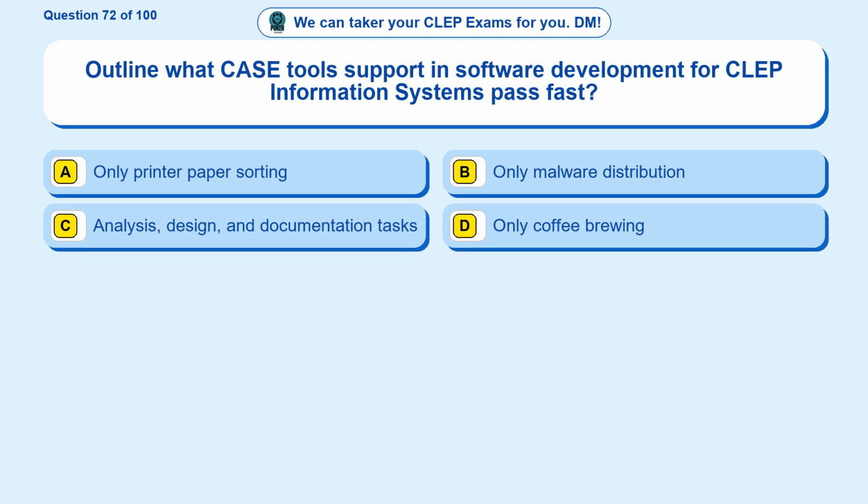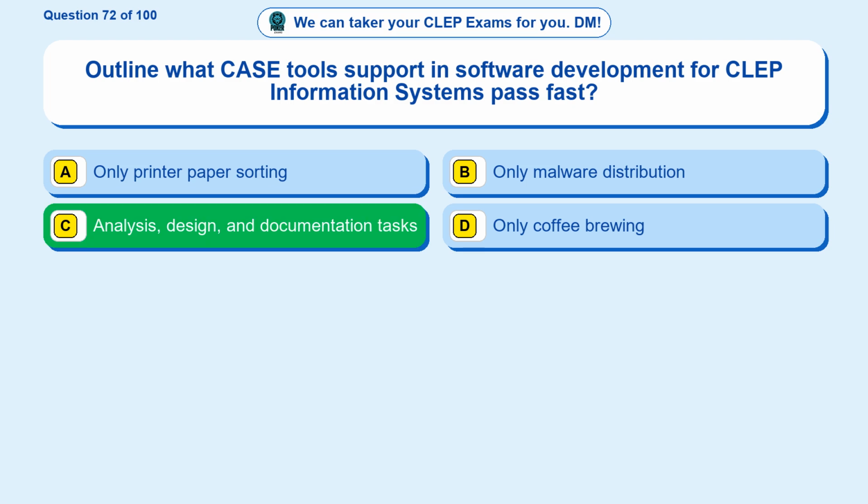Question 72. Outline what case tools support in software development for CLEP Information Systems pass fast. Option A, only printer paper sorting. Option B, only malware distribution. Option C, analysis, design, and documentation tasks. Option D, only coffee brewing. The correct answer is option C, analysis, design, and documentation tasks.